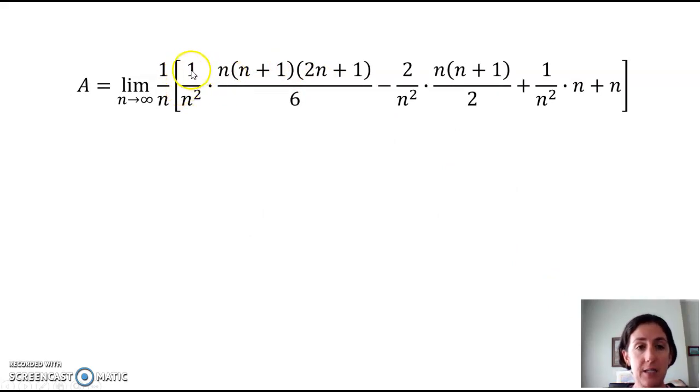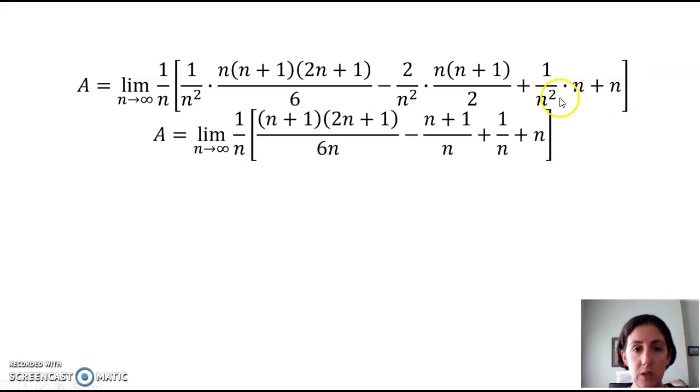that gives us the limit as n approaches infinity of that 1 over n from the outside, the 1 over n squared that was outside that first summation. Here is what the sum from 1 to n looks like of i squared. Minus 2 over n squared, this is the sum from 1 to n of i. Plus 1 over n squared, this is the sum of 1 to n of 1. Plus, this is the sum from 1 to n of 1.